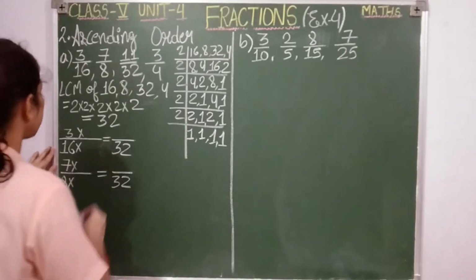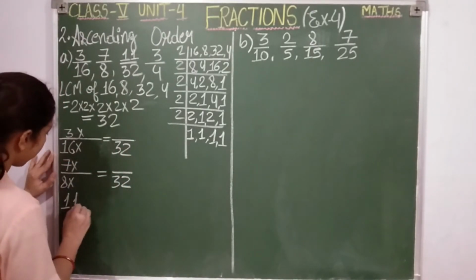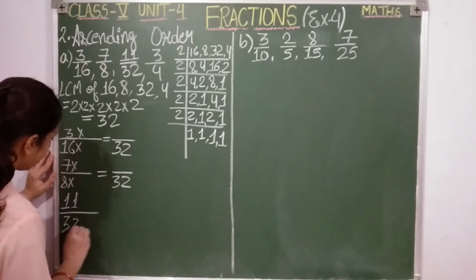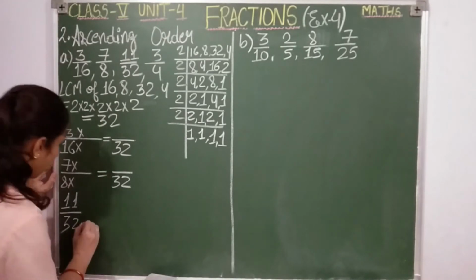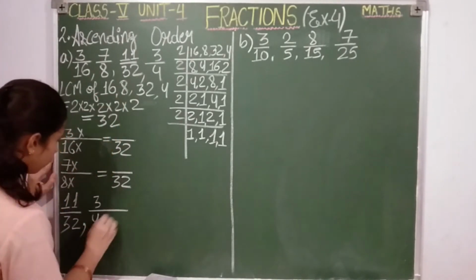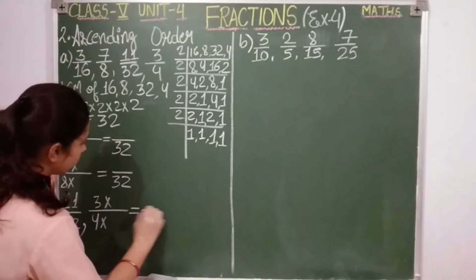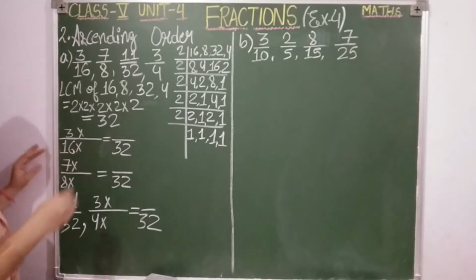Then 11 by 32. It is already having the LCM as 32. No problem. We'll simply write 11 by 32. And here I'll put comma and I'll write for the next fraction. 3 upon 4 into. Here again I want result as 32. So students, what shall I multiply with 16 to get 32?